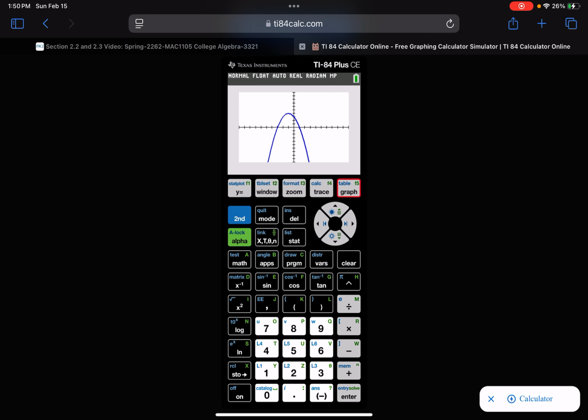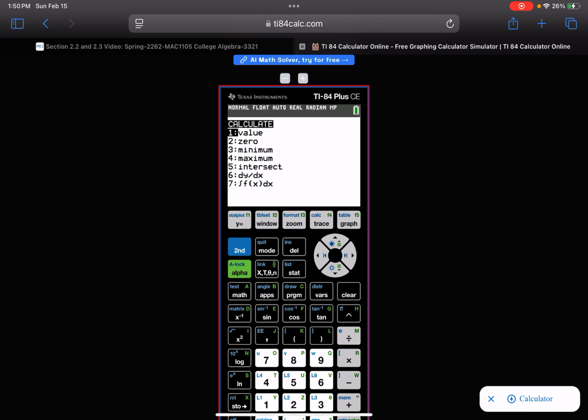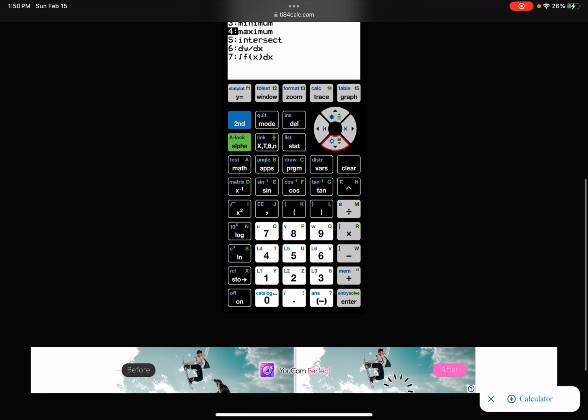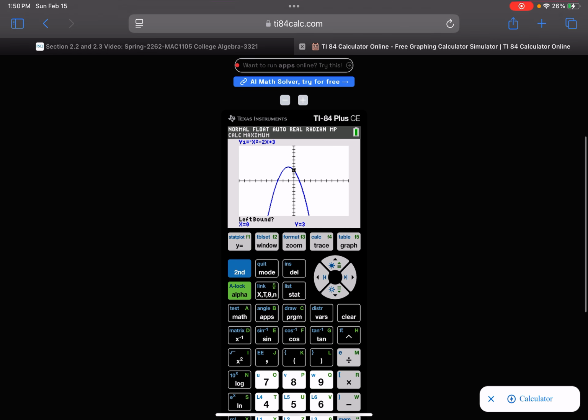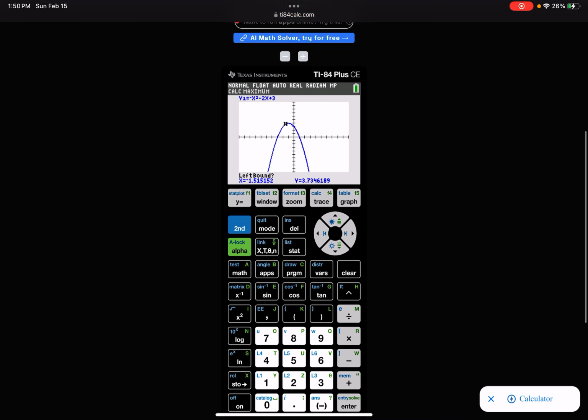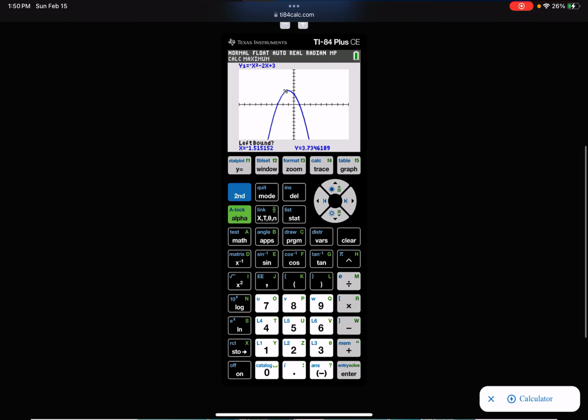Okay, so again, I'm going to go to second trace and go to maximum. It wants a left bound, so I'm going to bring my cursor to the left of where I think that maximum point is. Hit enter, and then bring it to the right. Hit enter, and hit enter one more time.